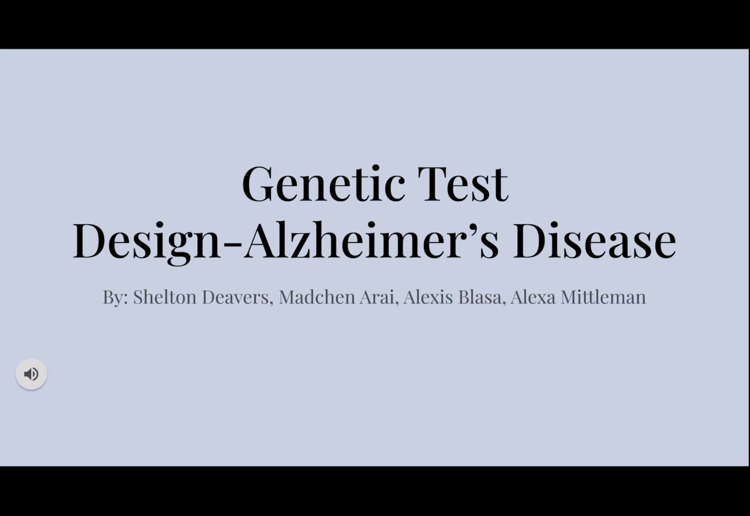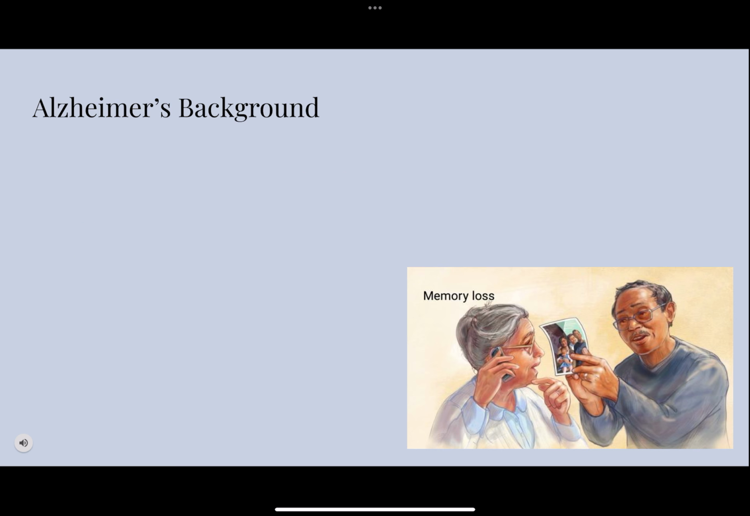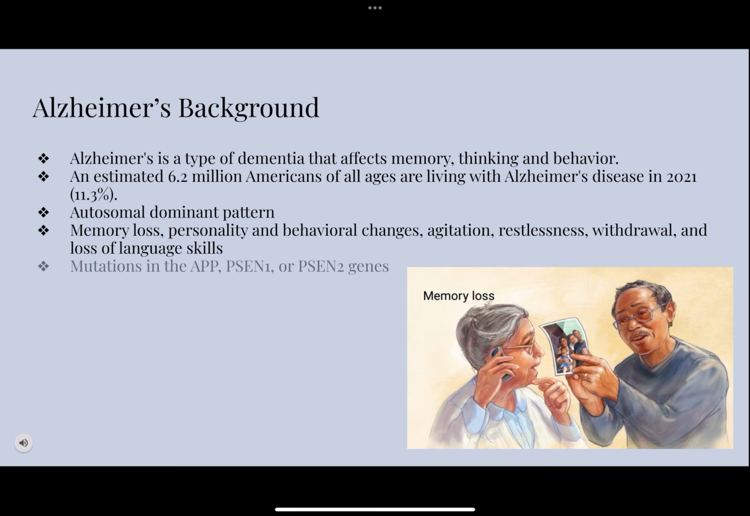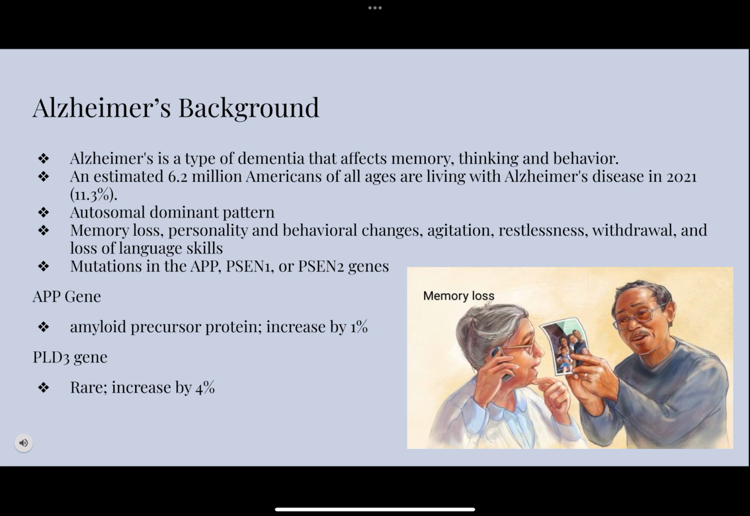In this video, we will be explaining a step-by-step walkthrough of our genetic test design for Alzheimer's disease. But first, here's a little background on Alzheimer's. Alzheimer's disease is a type of dementia that affects memory, thinking, and behavior. The brain is mainly affected by this disease.